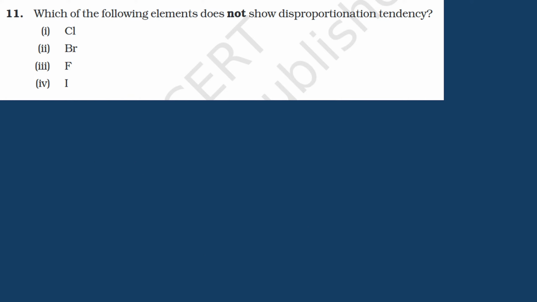Question number 11. Which of the following elements does not show disproportionation tendency? Let me know. What do you think?